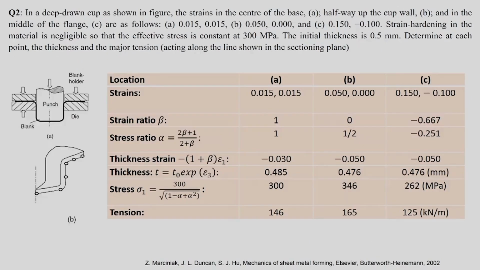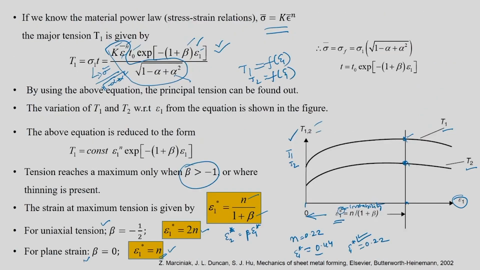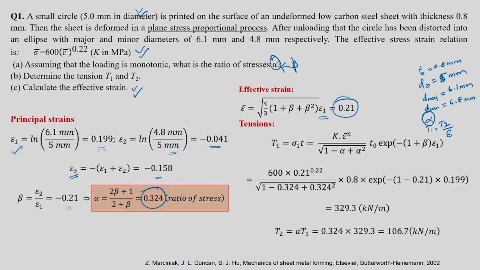We just now derived it. T1 and T2 we just now derived, isn't it? So T1 is this. If you know T1, T2 can be obtained by alpha into T1. T1 is nothing but k epsilon bar power n divided by square root of 1 minus alpha plus alpha square, into T naught exponential of minus 1 plus beta into epsilon 1. All values are known to us. This is your k, and this is your n.